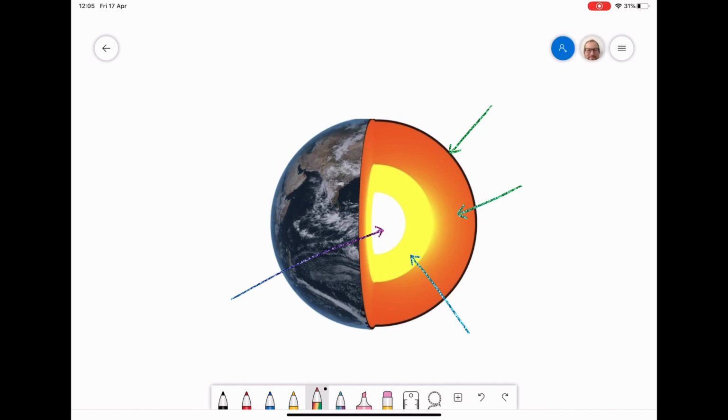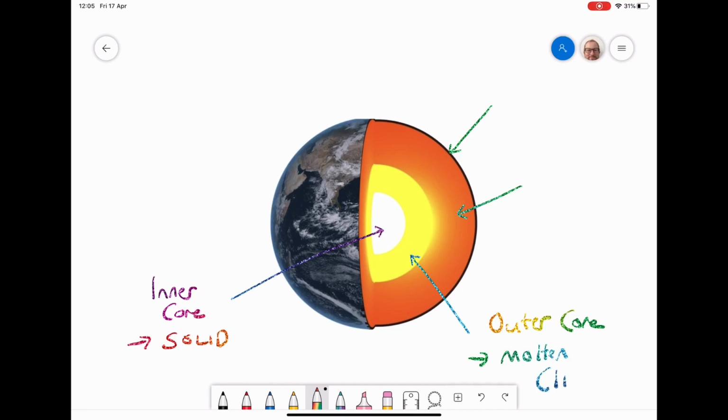So right in the center we have the inner core. And this is made completely out of a solid material. And knowing what the different layers are made up of is really important because it affects what happens on the surface. So we have a solid layer right in the center, and the next layer is called simply the outer core, and this is molten. And molten, all that means is that it is in a liquid form.